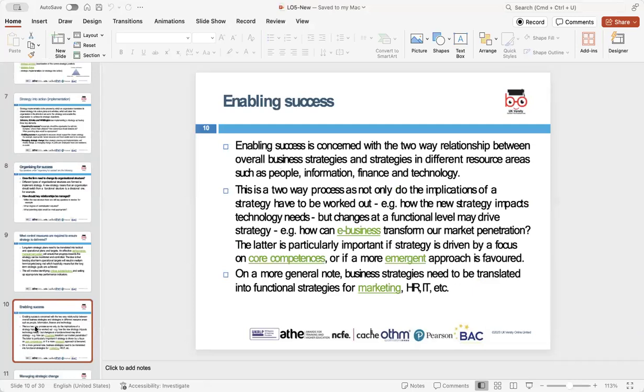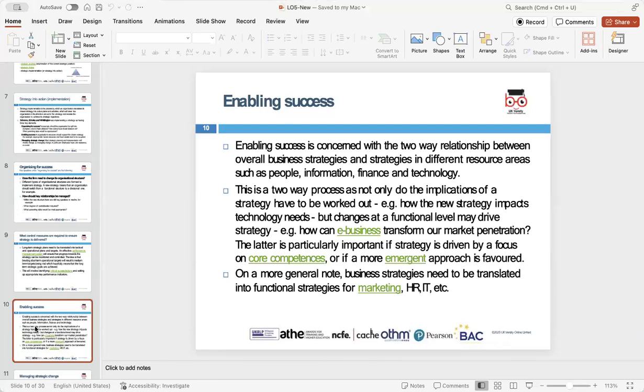Finally, enabling success, the third point of strategic planning. Enabling success in an organization is highly dependent on the relationship between overall business strategies and the strategies developed for specific resource areas. Resource strategies typically include plans for people, information, finance, and technology. There is a two-way process in which the implementation of a new strategy must be worked out, such as how the strategy impacts technology needs.